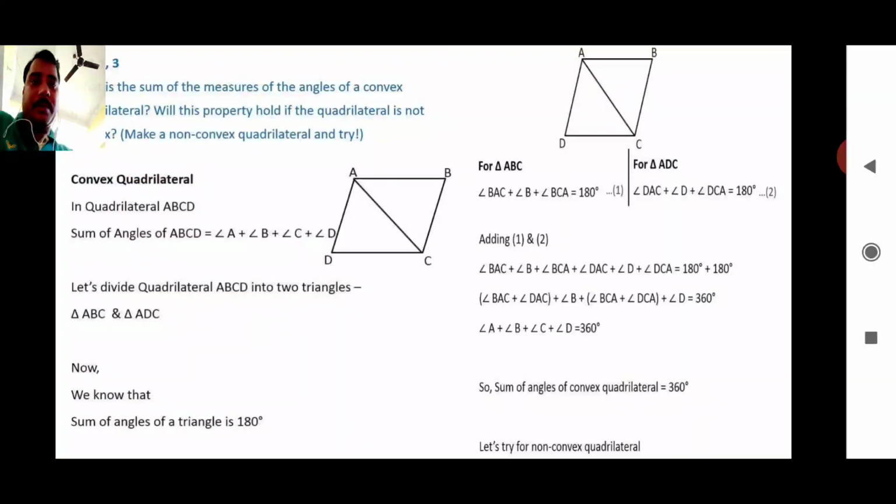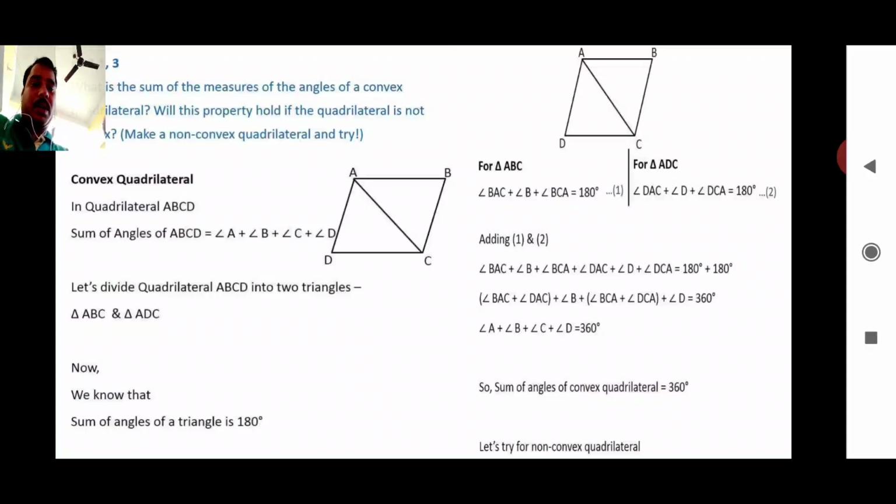Next one, question number 3. What is the sum of the measure of the angles of a convex quadrilateral? Okay. Will this property hold if the quadrilateral is not convex? Make a non-convex quadrilateral and try it. Okay. First, we find out the sum of measure of angles in a convex quadrilateral, then try for non-convex quadrilateral.